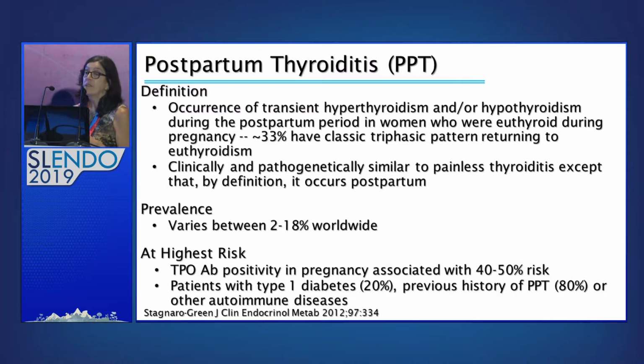The prevalence, there have been a number of studies worldwide. It can vary between 2 and 18%. I could throw up a figure that showed you a map of many countries. But if you want to identify those women at highest risk, it's women who have evidence of thyroid autoimmunity, as well as those women who have other autoimmune disorders, such as type 1 diabetes, rheumatoid arthritis. And importantly, if it happened to you in one pregnancy, there's an 80% chance it's going to happen in the second pregnancy.